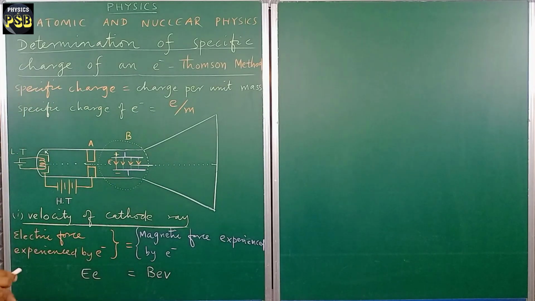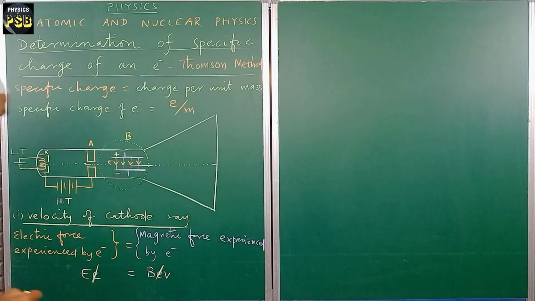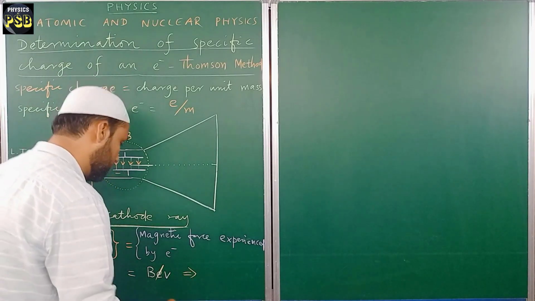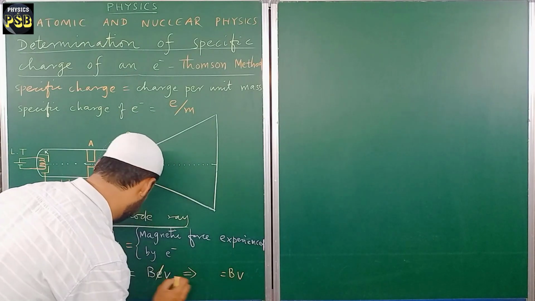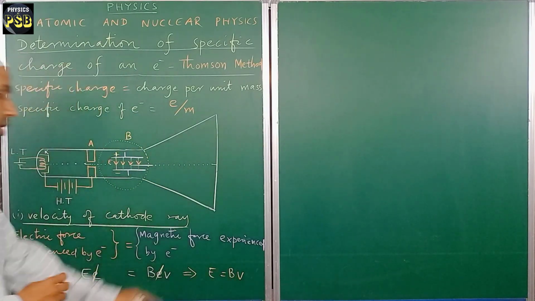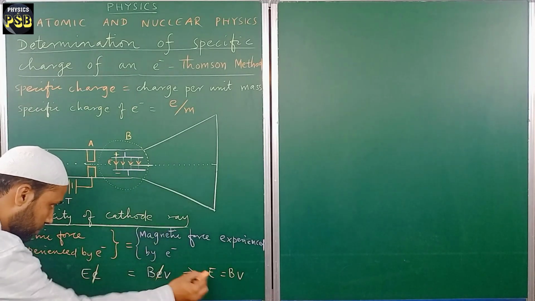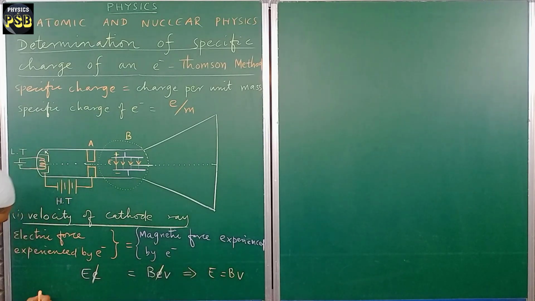So on both sides e is common, so it gets cancelled here. And what we obtain is nothing but this: v multiplied with B equals E. Okay. Now, on cross multiplication, the value of v is obtained. So from here, let me write this formula here. E is equal to Bv.